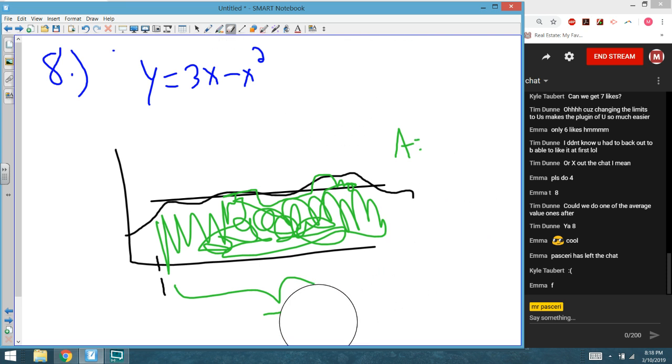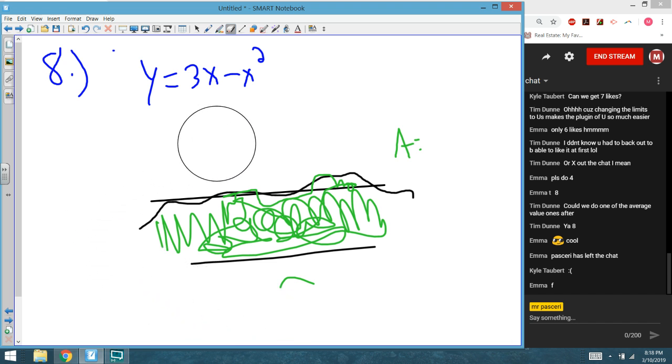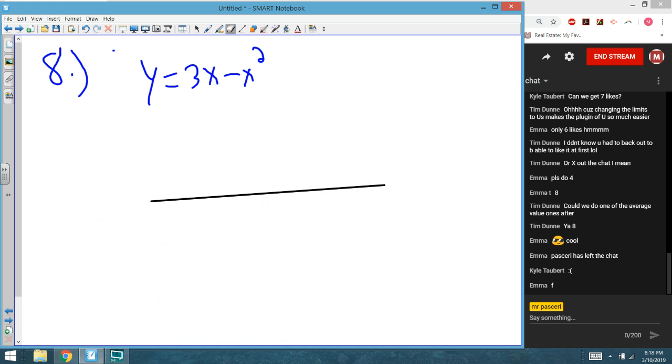If they say average velocity, you can integrate velocity and divide by how long it was. If they say average position, you could integrate position and divide by how long it was. Anything like that, because it's the average value of the position function or the average value of the velocity function, and so on and so forth. All right, let's graph this thing.